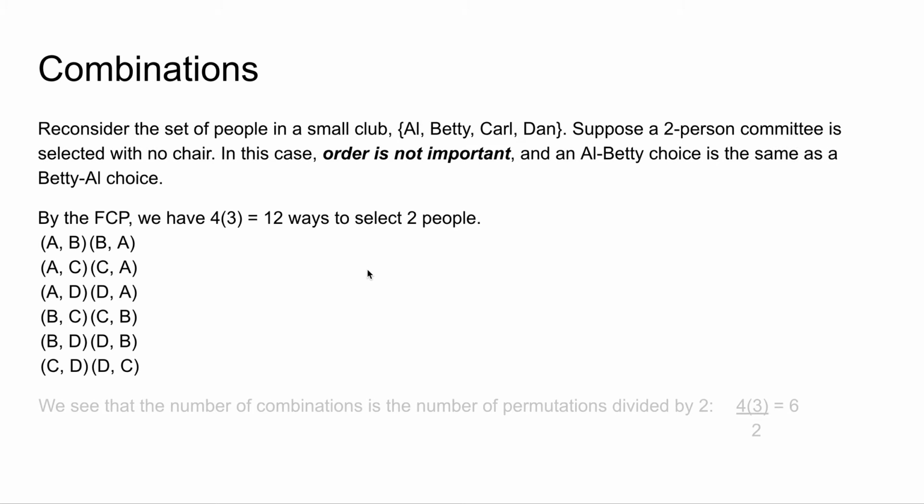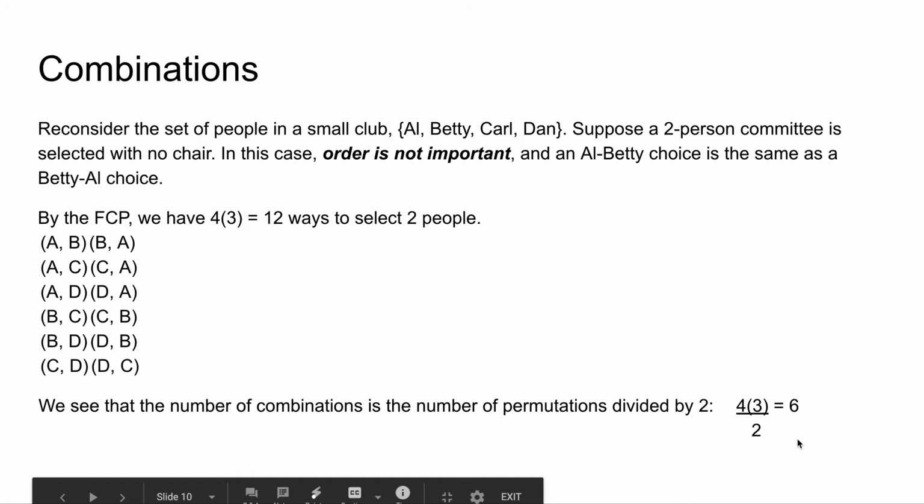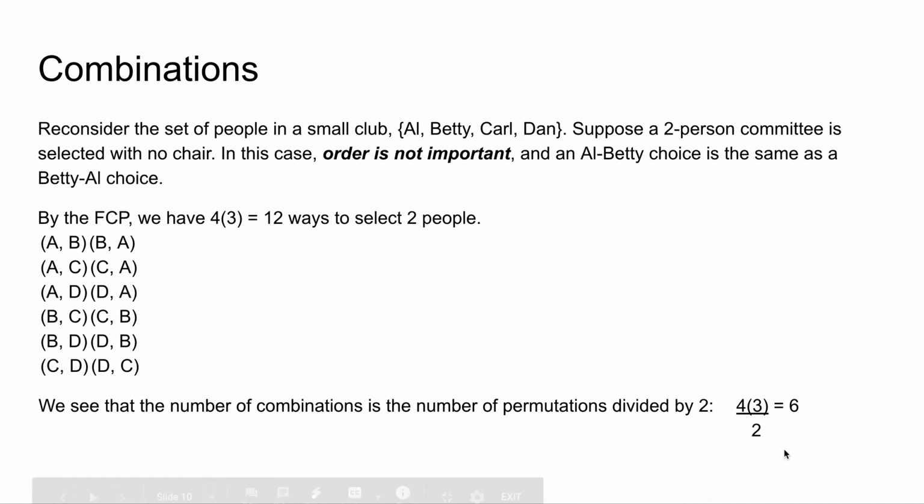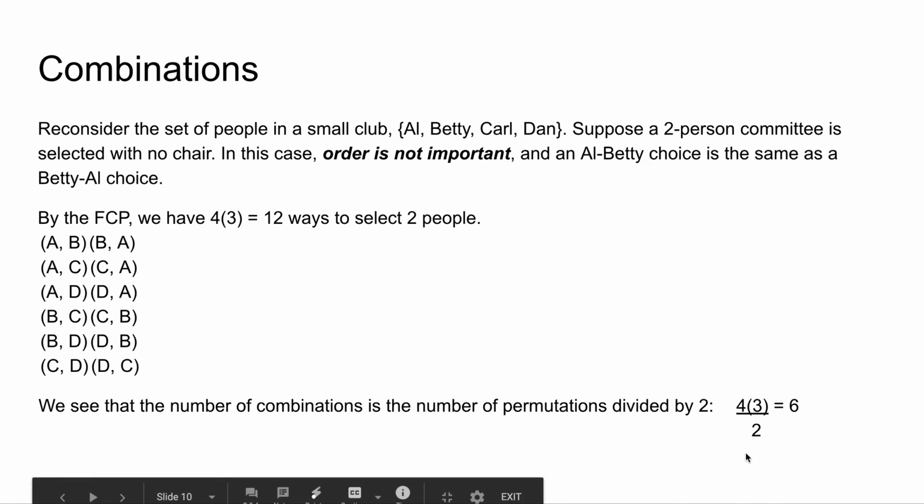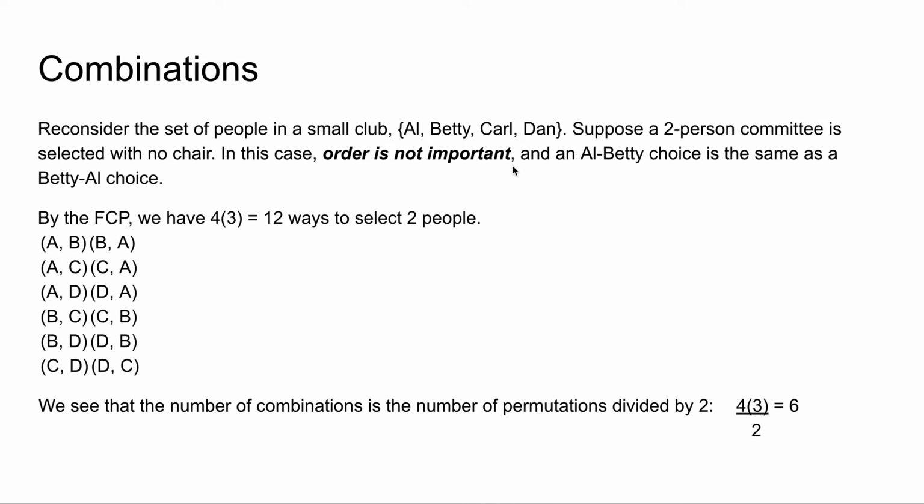If we just think about using permutation, there are 4 times 3 ways, which is 12, but since we have repeated counting, we divide this by 2. So actually there are 6 ways to select a 2-person committee out of 4 people. We call that a combination. The difference between permutation and combination is here. If order matters, we use permutation, like choosing president, vice president, treasurer, secretary.